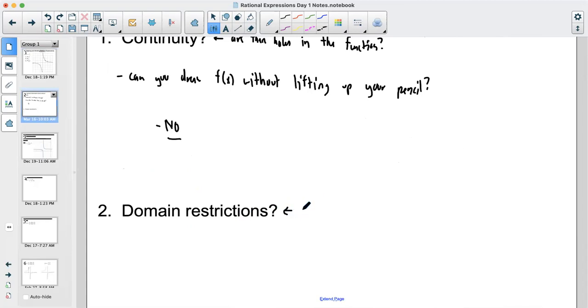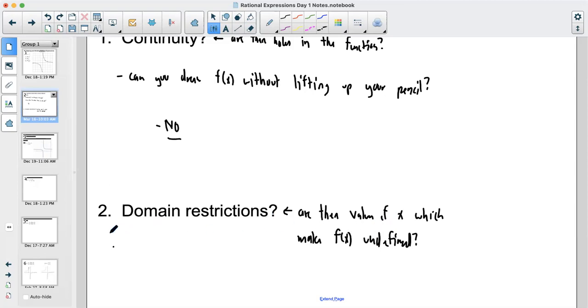And domain restrictions, I think we talked about this earlier in the year. The question is, are there values of x which make f of x undefined? If there are, then we call those values domain restrictions in the sense that those values are not a part of the domain. Those are not x values which can be used.